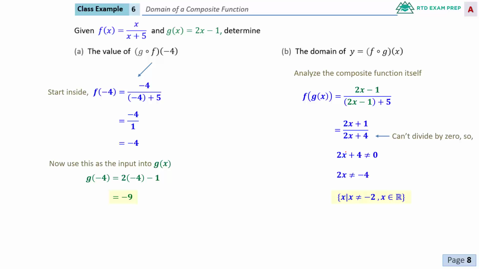Notice in this one, we're not concerned about x being negative 5. That's because at no point did we ever see x over x plus 5. We were immediately subbing g of x in. Had this question asked the other order, g of f of x, we would have seen x plus 5 subbed somewhere, which would have led to negative 5 being a non-permissible value.